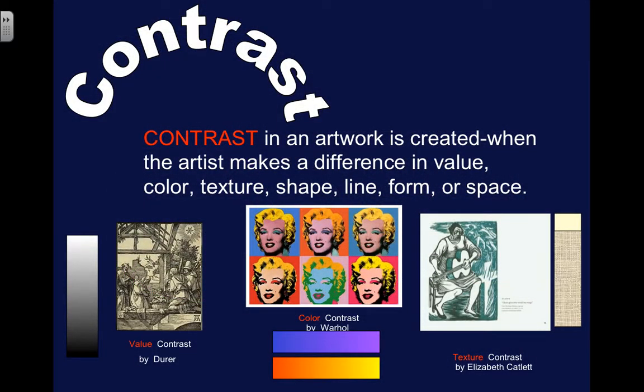So if we take a look, we know that color, texture, shape, line, form, space, and value are all elements of art. So what they're doing here is they are deciding what areas they want to stand out from another and create more of a focal point just by using contrast. So you've got contrast in value, and value is where something goes from dark to light, which we learned about.